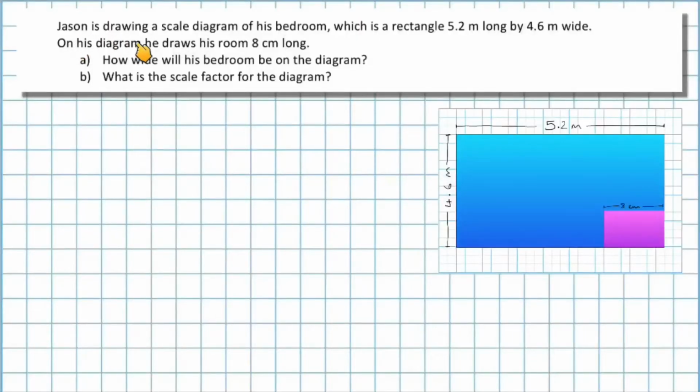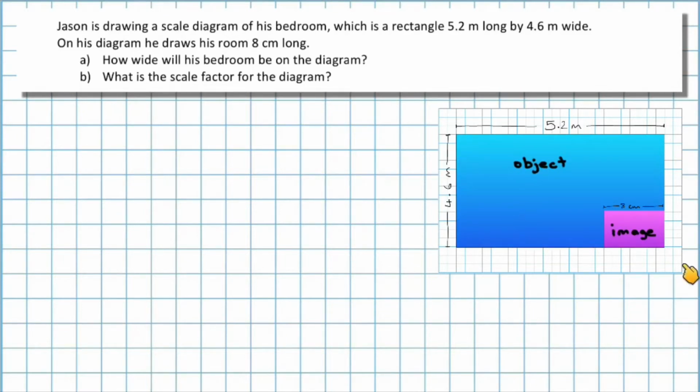Okay, Jason is drawing a scale diagram of his bedroom, which is a rectangle 5.2 meters long by 4.6 meters wide. On his diagram, he draws his room 8 centimeters long. A. How wide will his bedroom be on the diagram? And B. What is the scale factor for the diagram?